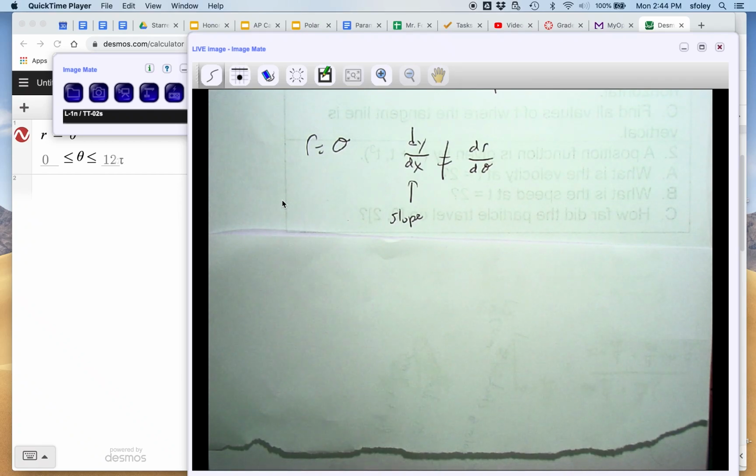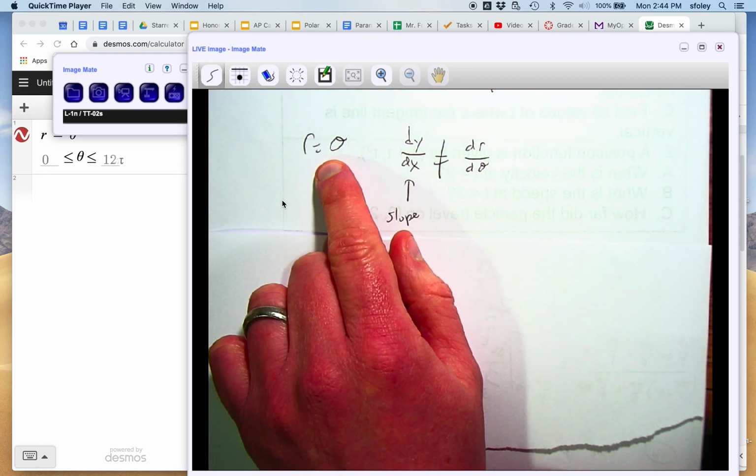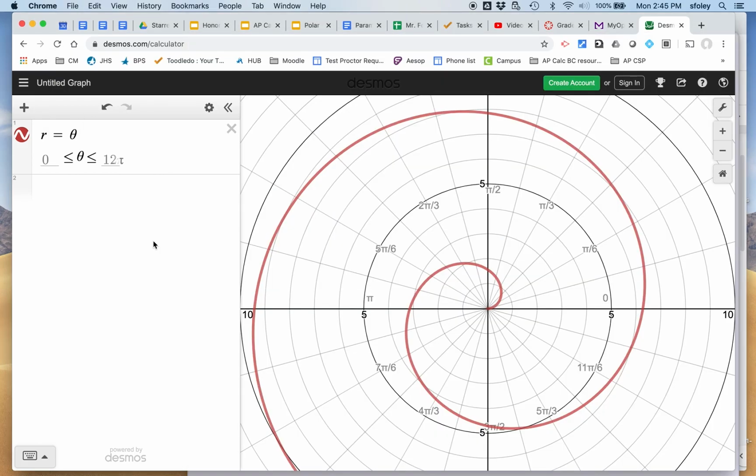All right, so now we're going to talk about how to find the slope of a polar function. I've got just a nice simple polar function here, about the simplest you can come up with, r equals theta. You may have looked at that one before. It's a nice spiral graph that we see here.